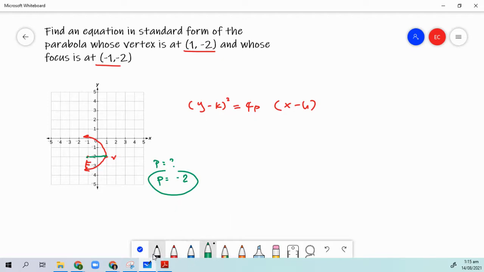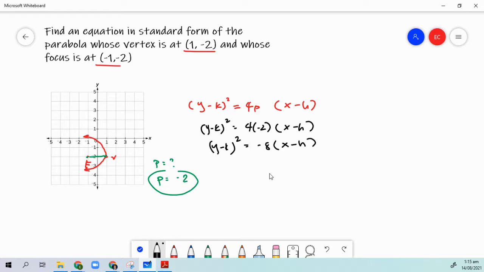Since we already have that, we substitute the value of p into the equation. Then we have (y - k)^2 = 4(-2)(x - h). Simplifying this, we have (y - k)^2 = -8(x - h).